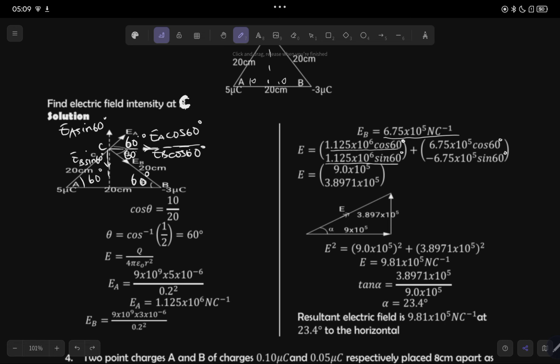Then EB has two components. First, EB has the horizontal facing towards the right, so it is positive: 6.75 times 10 to the power 5 cos of 60 degrees. Then the vertical one is facing downwards and it is negative: negative 6.75 times 10 to the power 5 sin 60 degrees. The negative shows that it's pointing downwards.